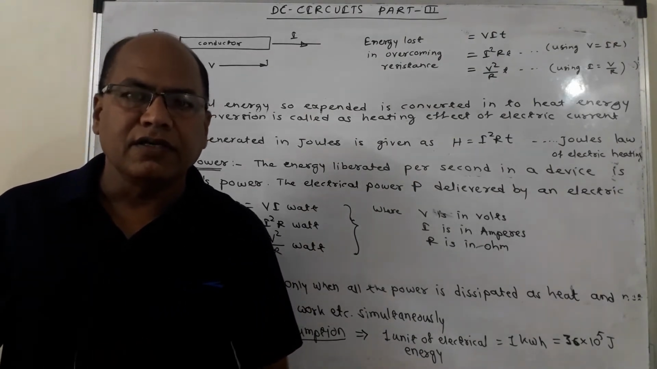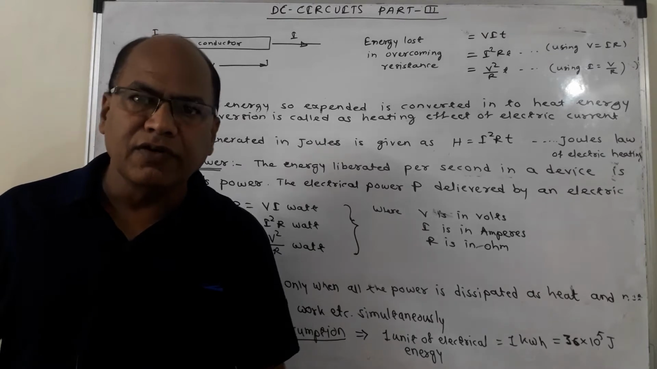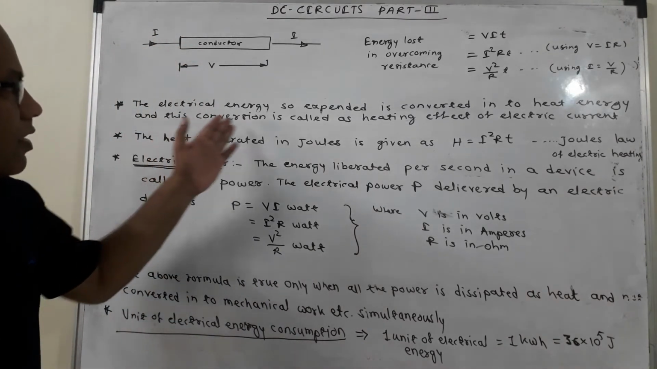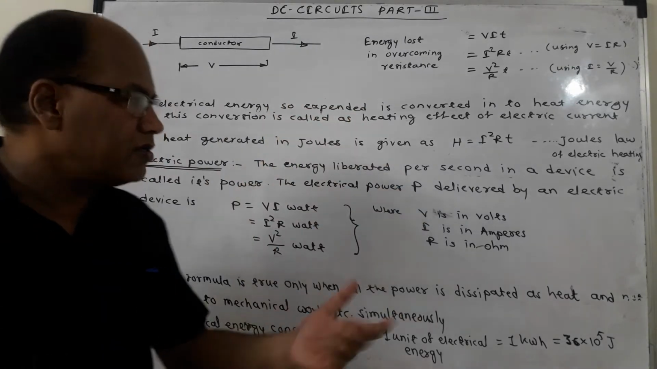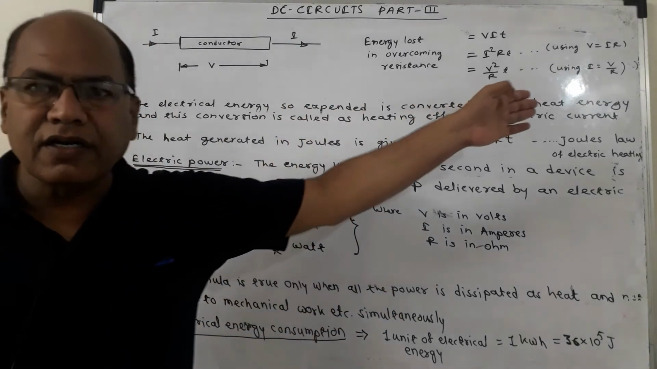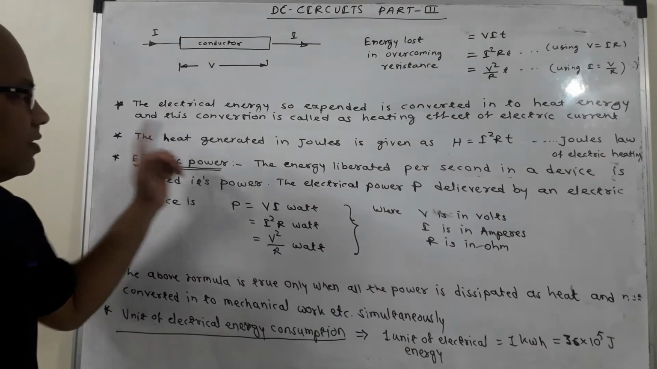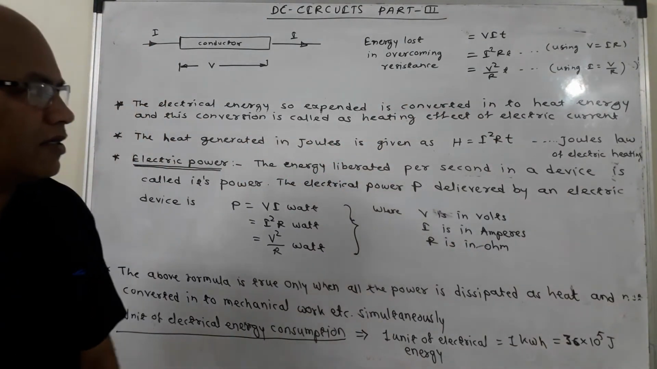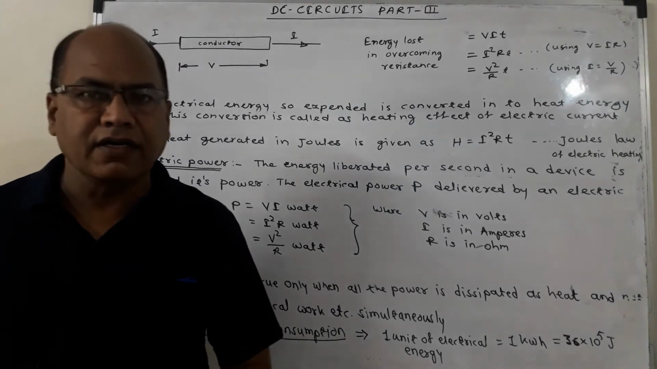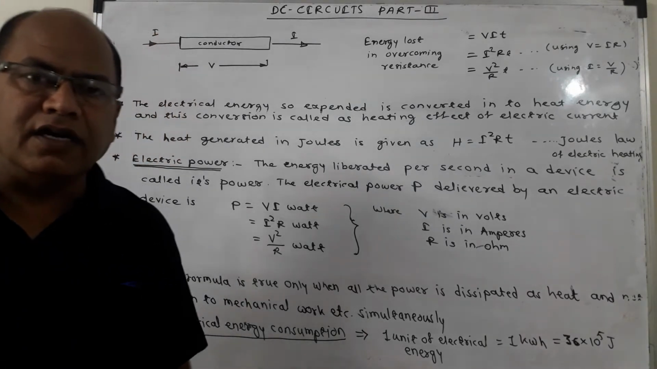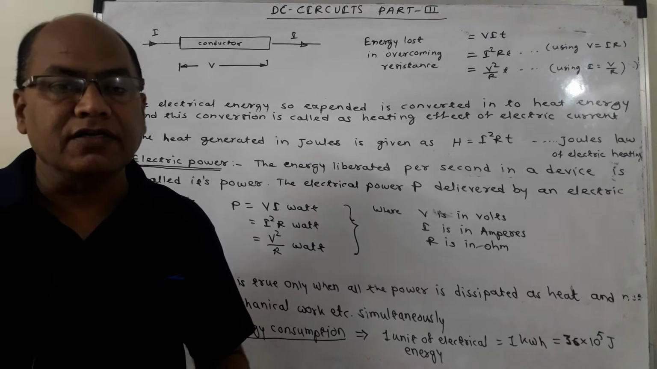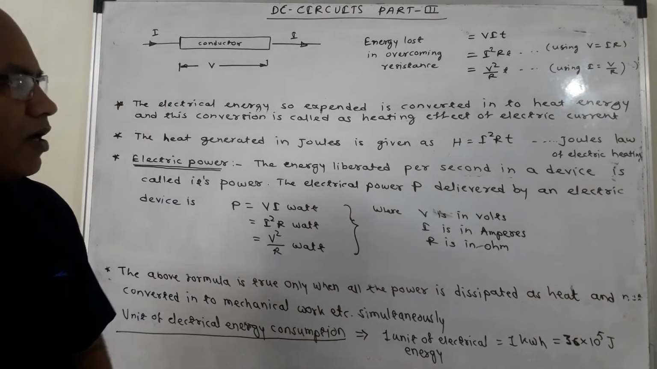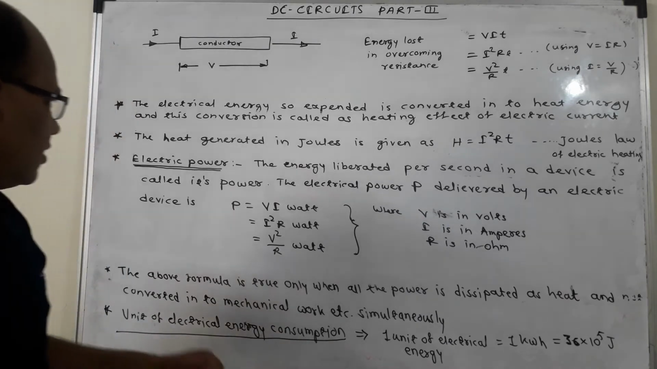In other words, it is the work done in moving a unit charge. Now the electric energy is so expended, means the loss in electric energy is converted into heat energy, and this conversion is called the heating effect of an electric current. So the heating effect of electric current is nothing but the energy which is lost in overcoming the resistance of a conductor being converted into heat energy.